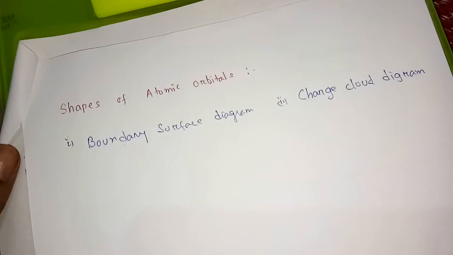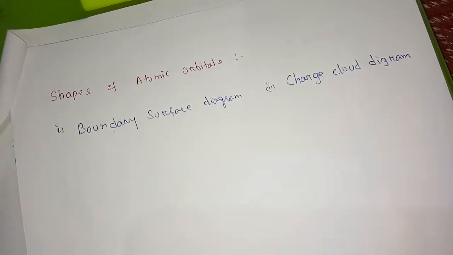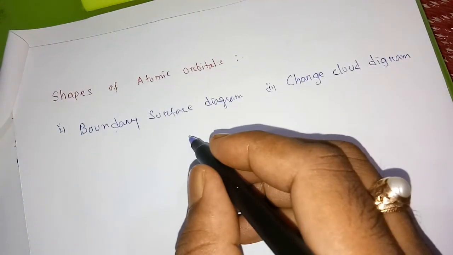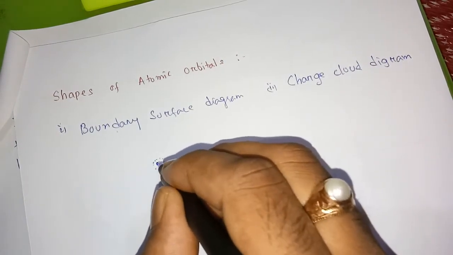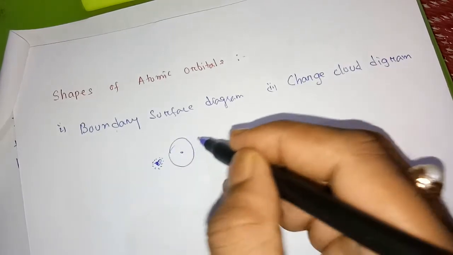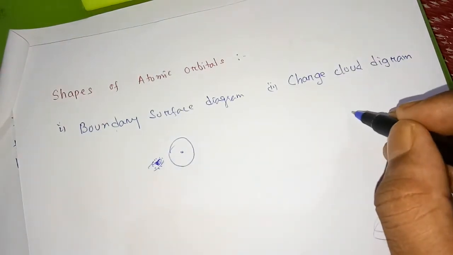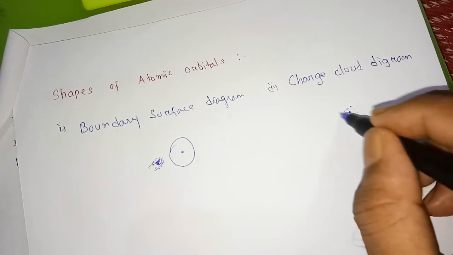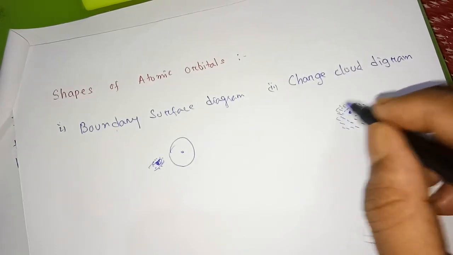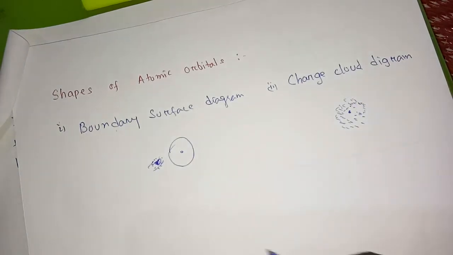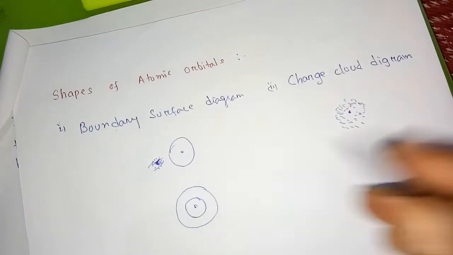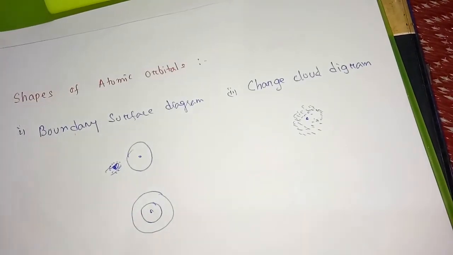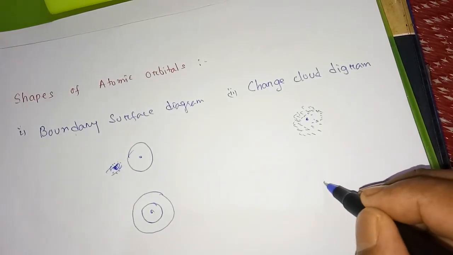Next we'll do shapes of atomic orbitals. In this one, first we have the boundary surface diagram, then we have the charge cloud diagram. If I draw for the 1s orbital, so for the 1s orbital boundary surface, you have to give a boundary like that. Now the same for the charge cloud diagram for the 1s orbital, it is like that. Now for 2s, you can draw it like that. Now for 2s, the charge cloud diagram is this one.